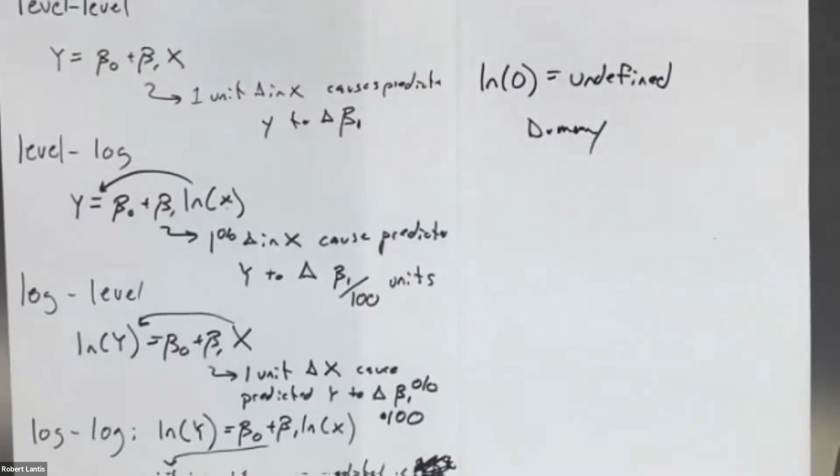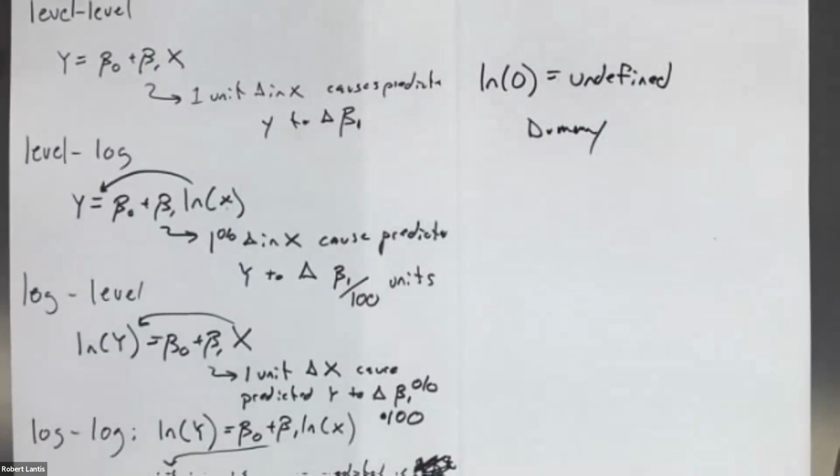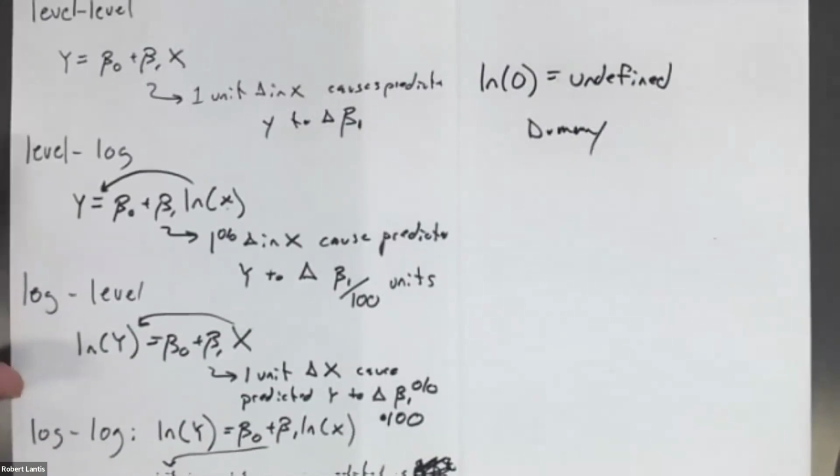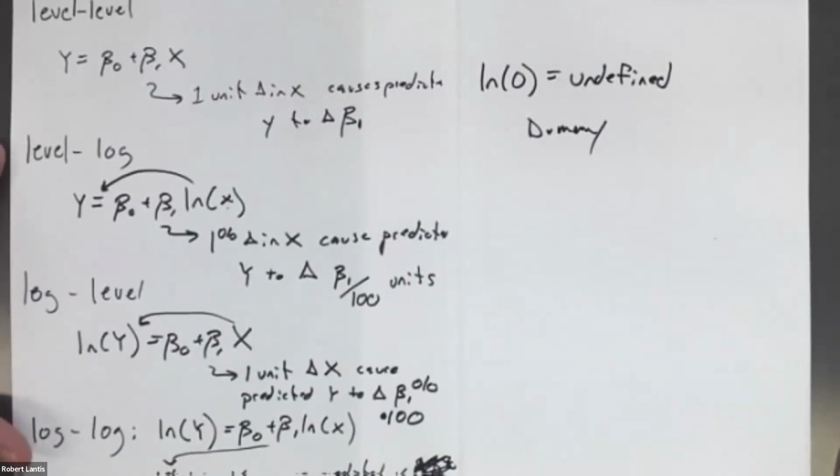Dummy or indicator variables. I can't use the model if, for instance, my Y variable was a dummy variable. I can't use the natural log of that, right? Because the zeros would all get dropped. I can't take the natural log. So we're going to be somewhat limited in when we can use these models if I'm dealing with dummy variables or categorical variables or things that have zeros in there. Okay.